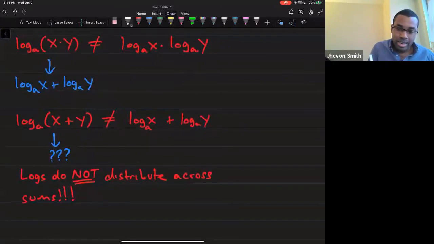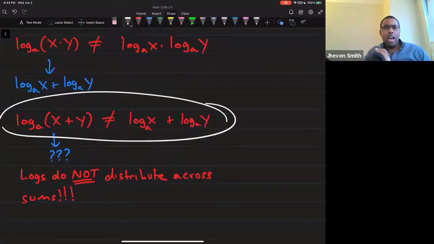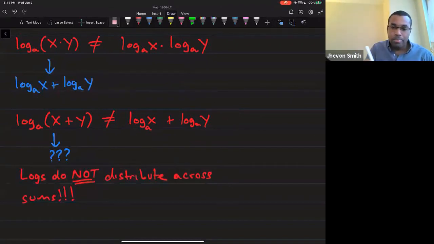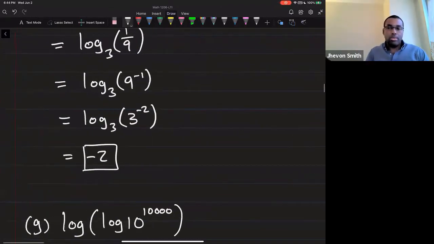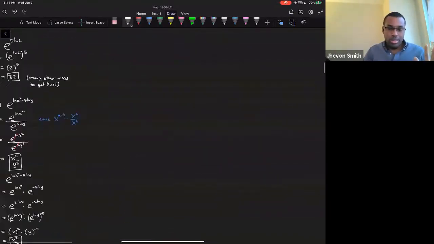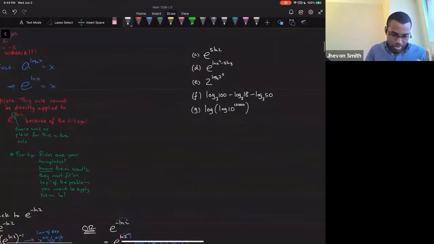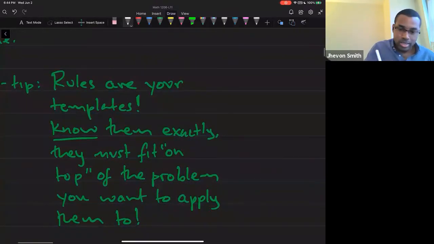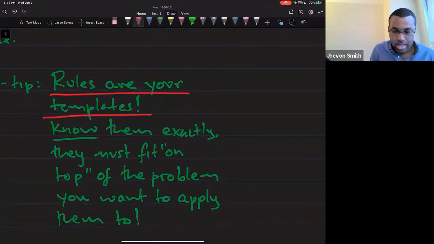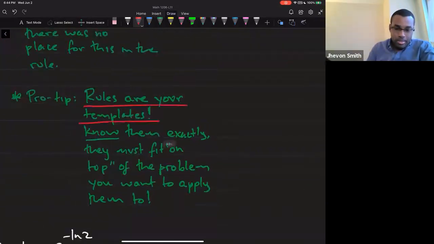But yeah, students fall into this error all the time. Just like, oh yeah, I'll just distribute the log. Dude, if that were true, Jhevon would have told you about it, right? It's not true. It's not equal. They're not the same. Just to point that out. The rules are your templates. I really, really mean this. If there's not a rule that says you can do it, you cannot do it. Okay, just don't do it. Okay.